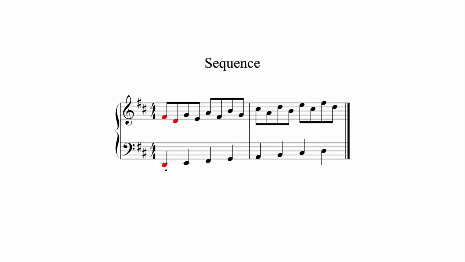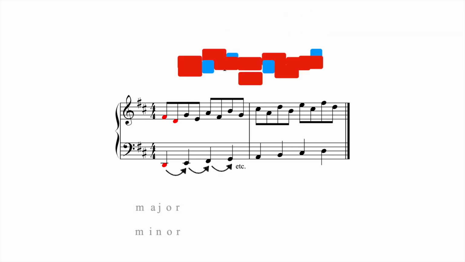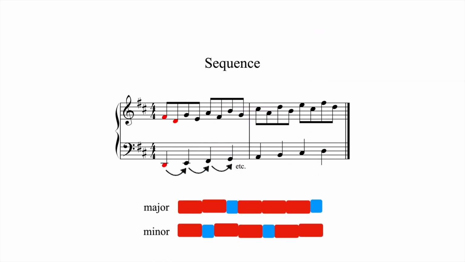The pattern is repeated, but going up or down a scale. There's a little bit of variety here since the major and minor scales aren't entirely made up of equal intervals. For example, on the second beat, the interval between the outer voices is a minor third instead of a major third.